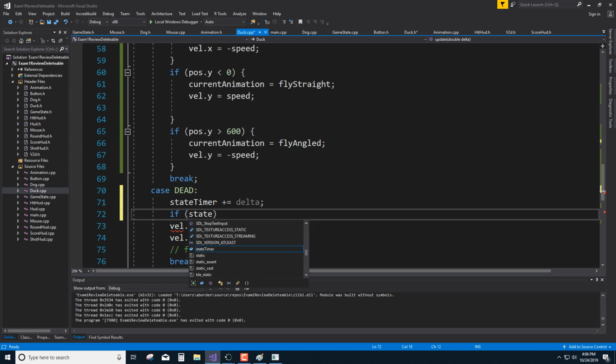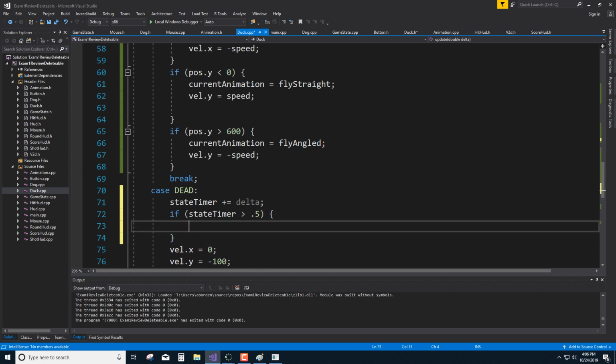The state timer is greater than... how long should he hang out there being shot? Half a second? He's out there for like 2 seconds. No, he's not. Alright, 2 seconds is a long time. Hang on, we'll shoot a duck. How long does it take a duck to die? We can play with it as needed.